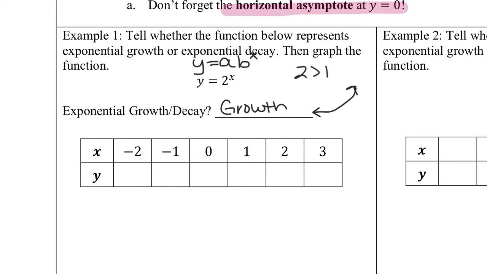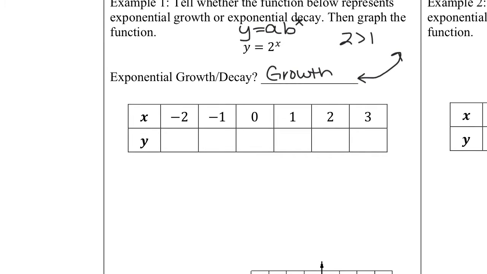So now that we know what our domain is going to be, we need to figure out our range. We need to find those y values. So we're going to take each x and substitute. So the first one is y equals 2 to the negative 2 power. Use some kind of calculator to help you with this, and that's going to give you 0.25. So that's the first value in my table.